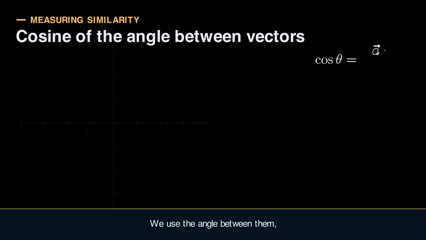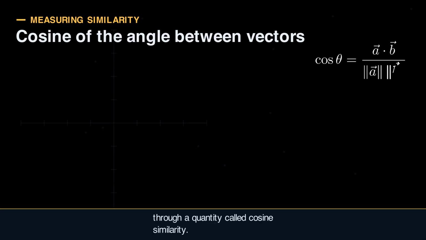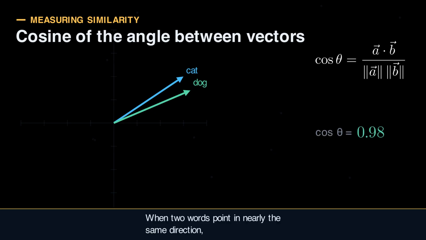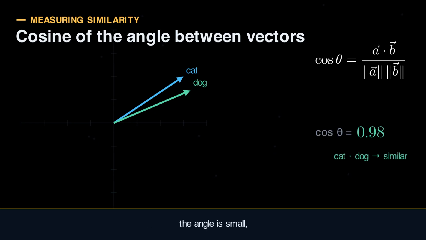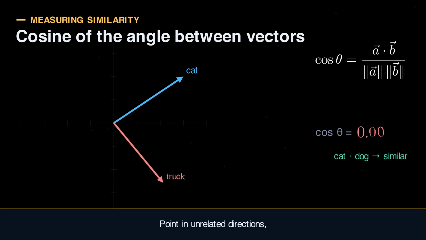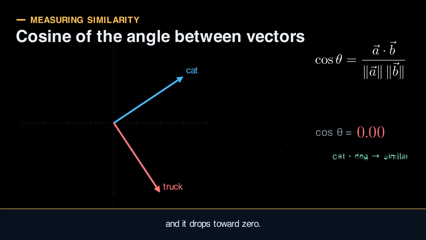How do we measure whether two vectors are close? We use the angle between them through a quantity called cosine similarity. It is the dot product of the two vectors divided by their lengths. When two words point in nearly the same direction, the angle is small and the cosine is close to 1, very similar. Point in unrelated directions and it drops towards 0. Cat and dog high, cat and truck low.